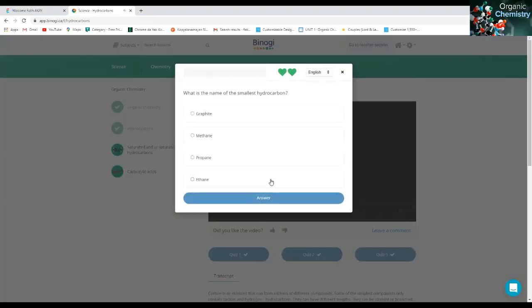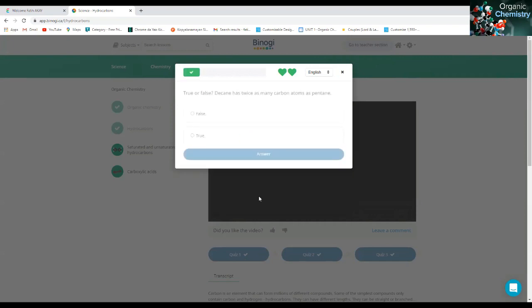Let's take the sum question. What is the name of the smallest hydrocarbon? Smallest one, the hydrocarbon. As you know, it is methane. Decane has twice as many carbon atoms as pentane. Decane has 10 carbon atoms, and remember, pentane has 5, and twice as many carbon atoms as pentane. True.